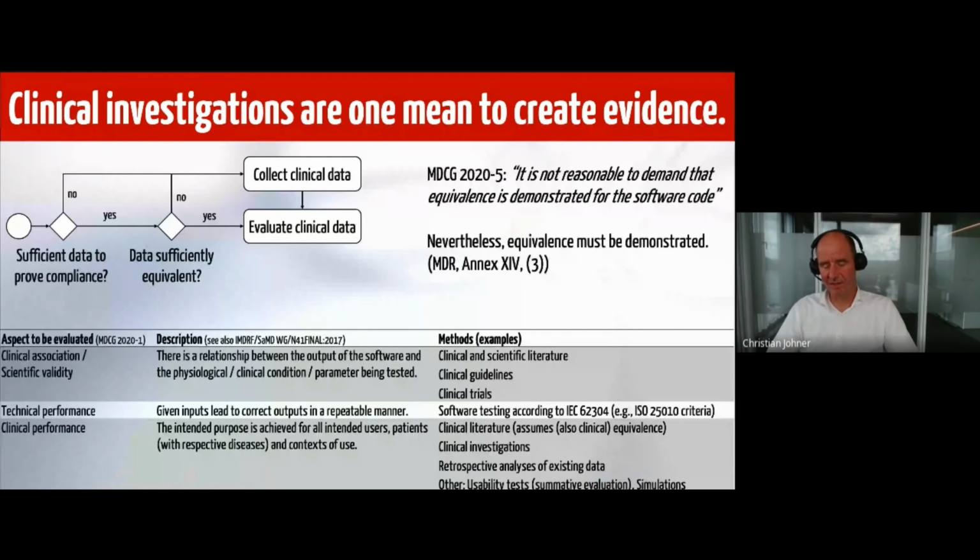But in any case, you have to prove that your data are sufficient and that your data are sufficiently equivalent, which is not a problem if you test it with your own algorithm. But you have to prove it also in the same clinical context, since there's not only the technical equivalence, but also the clinical equivalence.